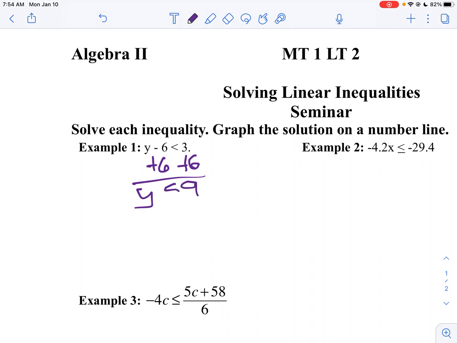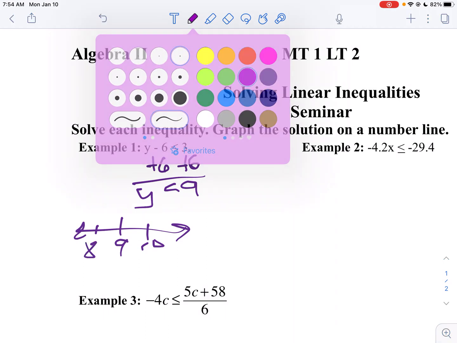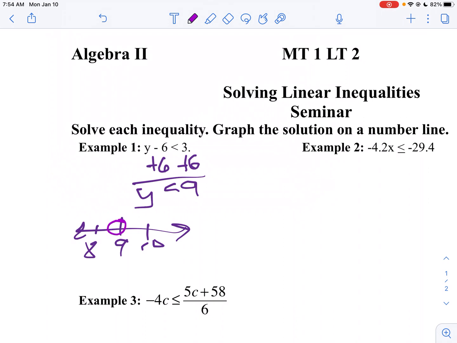So when you graph this on the number line, we have to have 9 on our number line, don't we? You can have other numbers, like I'll put 10 and I'll put 8 here. You're not including 9, so I'm going to put an open circle on the 9 because that doesn't include it. And then I'm going to shade to the left of 9 because that'd be all the numbers less than 9.